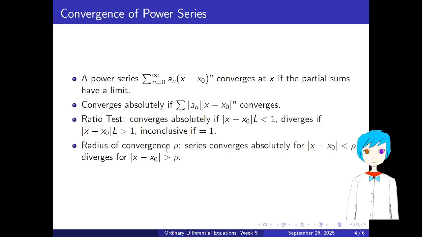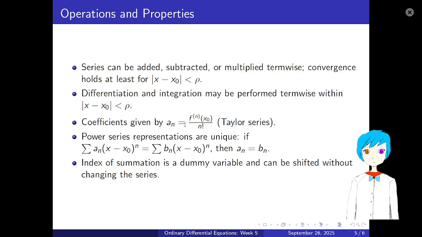So we do have the radius of convergence rule. We have absolute convergence if the absolute value of x minus x0 is smaller than rho, and it definitely diverges if the absolute value of x minus x0 is greater than rho. Series can be added, subtracted, or multiplied term-wise. So in all calculations, we just do the calculation as we do with normal functions, because series are also a kind of function.